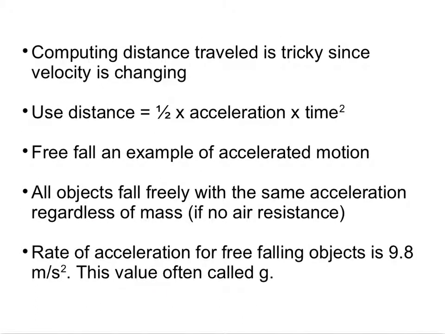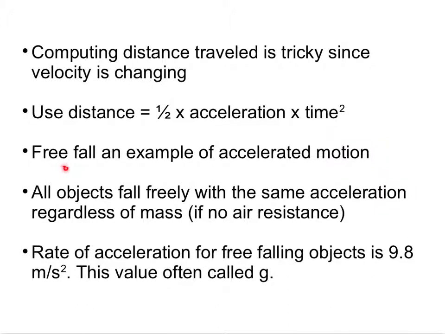Now, computing distance traveled is tricky with accelerated motion, and the reason is because the velocity here is changing. So, one of the formulas that you're going to see in the reading is that if you want to calculate the distance traveled while an object is accelerating, you use this formula: 1/2 times whatever the acceleration is times the time squared. So you're going to have opportunities to use that formula in your homework and in your lab, and there'll be some more detailed explanation of that in your textbook.